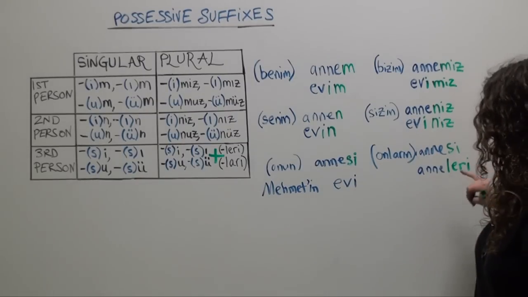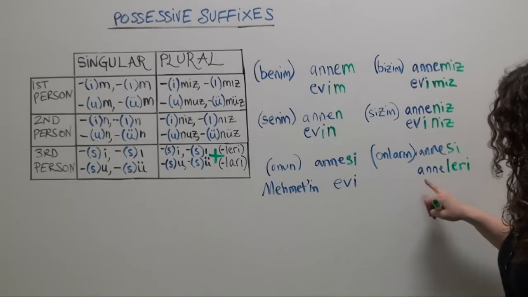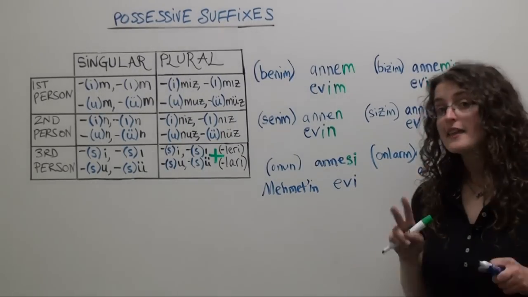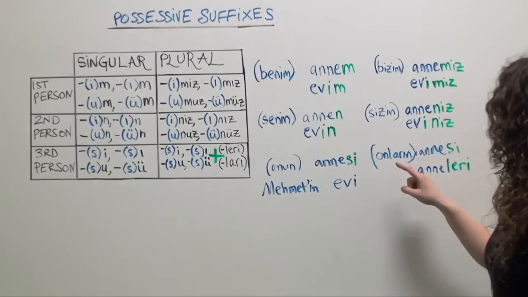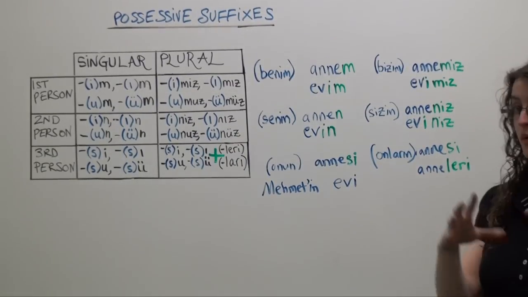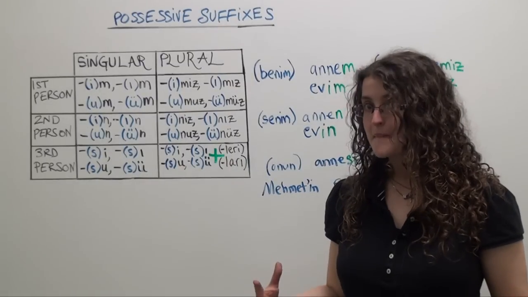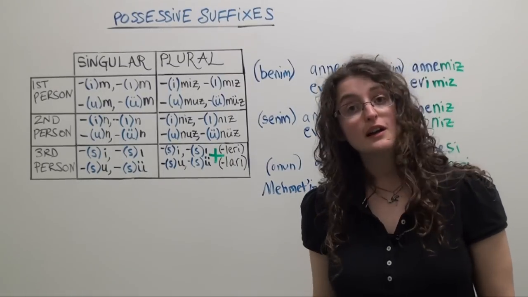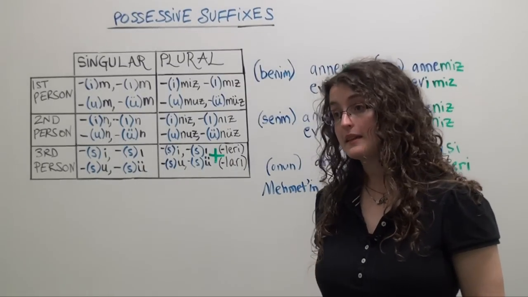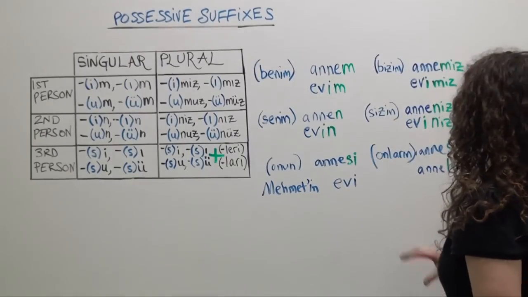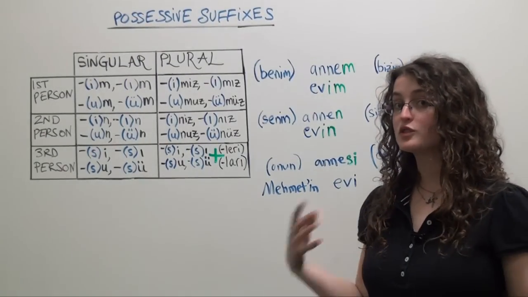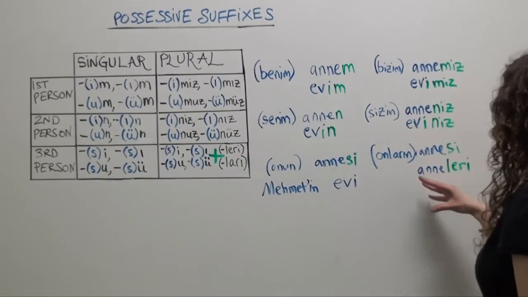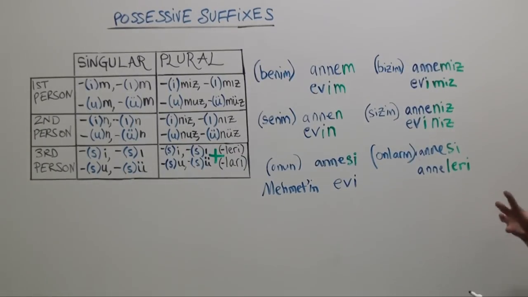Now, if I say onların anneleri, that can mean one of two things. It can mean their mother, so multiple them, but only one mother. Or it can also mean their mothers, so two different people with two different mothers. Onların anneleri, their mothers.